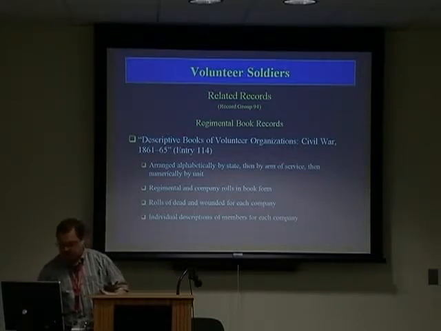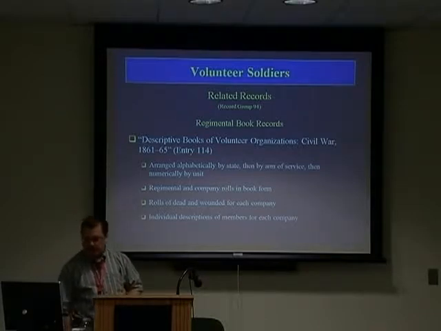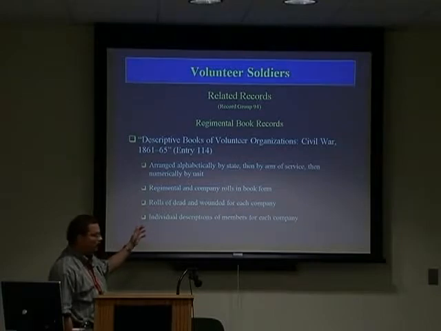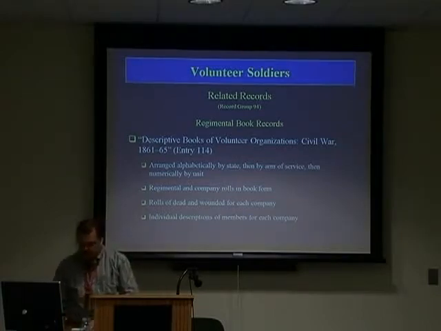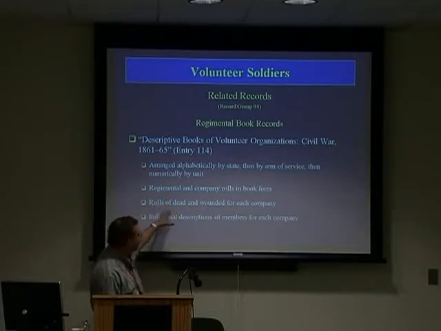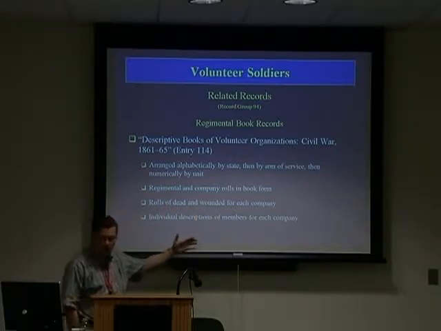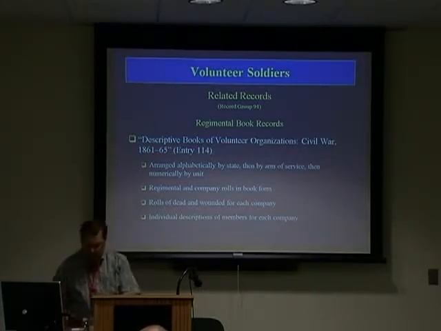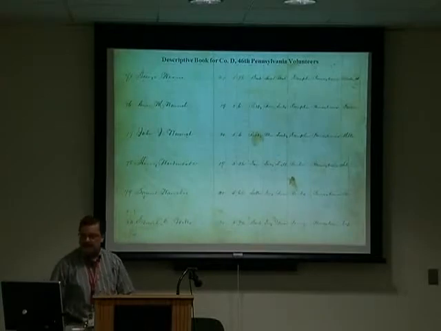These are available for volunteer organizations in RG 94, entry 114, again arranged by state and then by type of service, infantry, cavalry, artillery, and then by unit. Here you can find specific information about the individuals who served in that regiment. Sometimes they'll have lists of officers, lists of dead and wounded for each company that were compiled during the war, and then individual descriptions of each member.